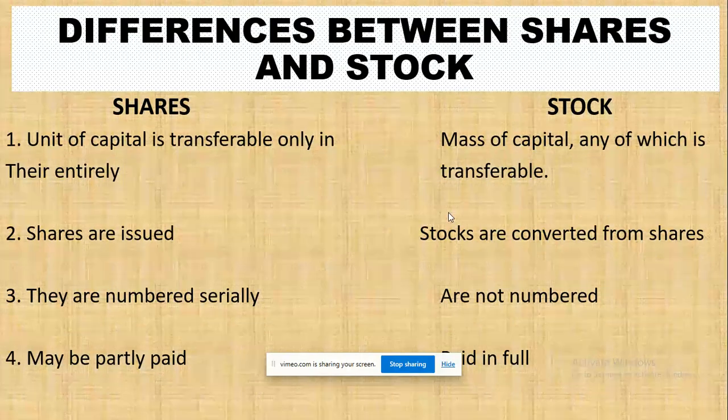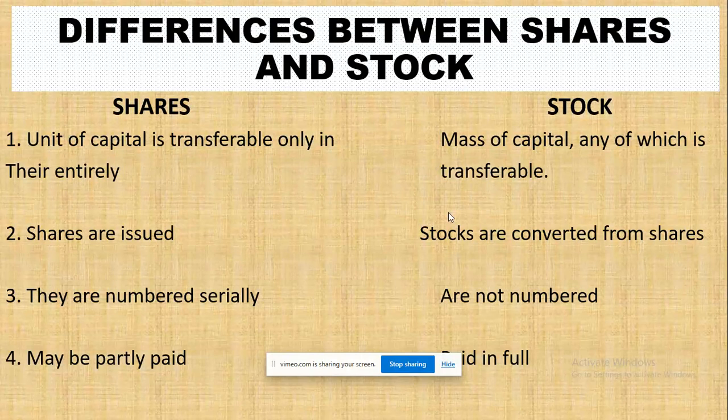A share is a unit of capital which can be transferable. Stock is a mass of capital which is what? Transferable. Okay, a share is issued. Stock is converted from shares. Shares are numbered serially. Stocks are not numbered. Shares may be paid little by little, may be paid partly, but stock you pay in what? In full. These are brief differences between shares and stocks.